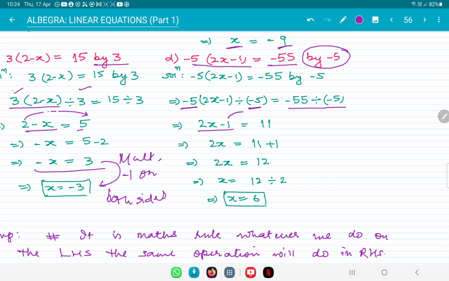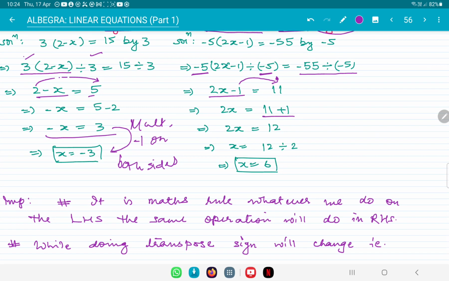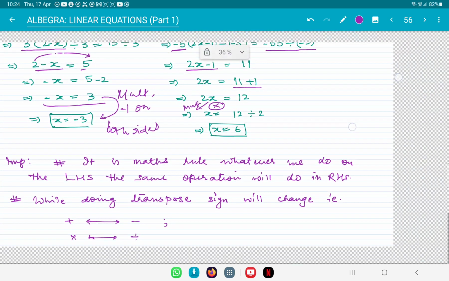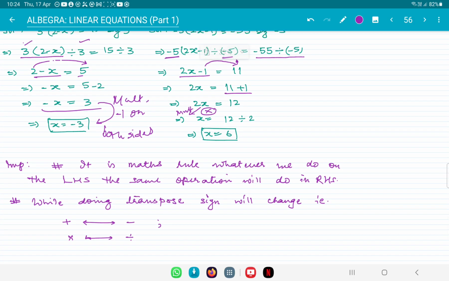Now transfer this minus 1. Whenever you transpose a digit, it always goes to the other side with its sign. So it will become 11 plus 1. So 2x is equal to 12, and between 2 and x there is a multiplication sign. So when it goes to the right hand side, 12 divided by 2 is 6. Clear? So this is all about this video.